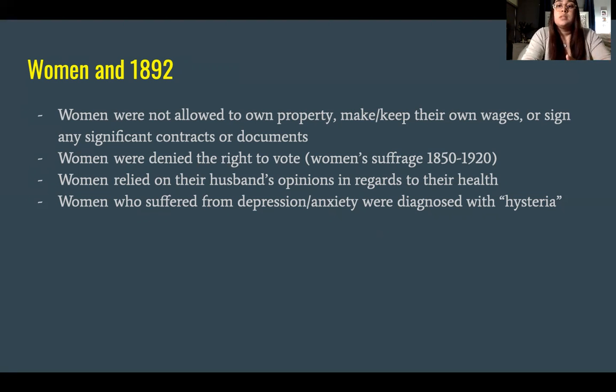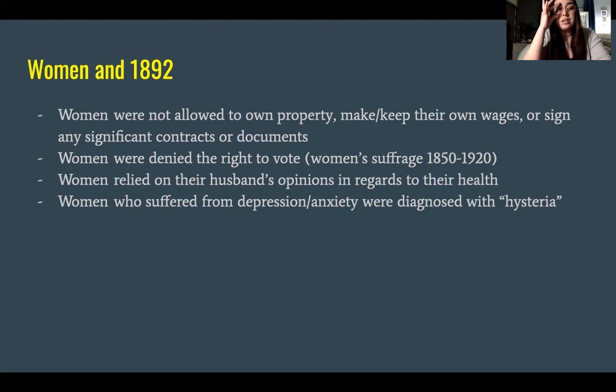Women relied on their husband's opinions in regards to their health. So before a woman actually went and saw a doctor, you would tell your husband, hey, I'm feeling kind of this or that. He could be like, you're being silly. End of discussion. It is what it is, right? Women who suffered from depression and anxiety were diagnosed with hysteria.